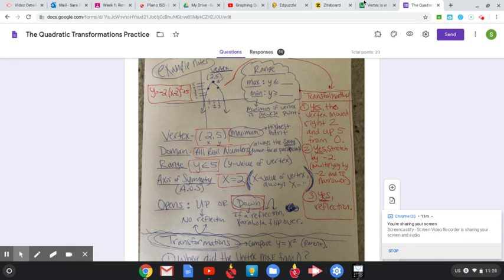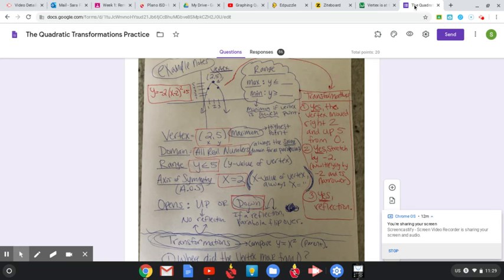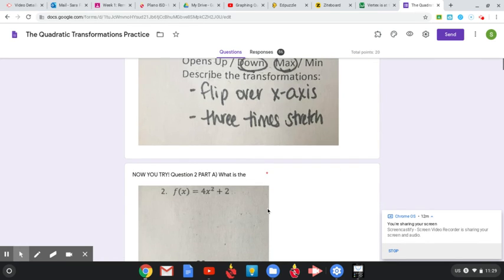If you have a minimum, such as this problem, you cannot go less than the minimum. So it has to be greater than or equal to. And then you're going to have the y value, because it's range, the y value of that vertex, which here the y value is 2.